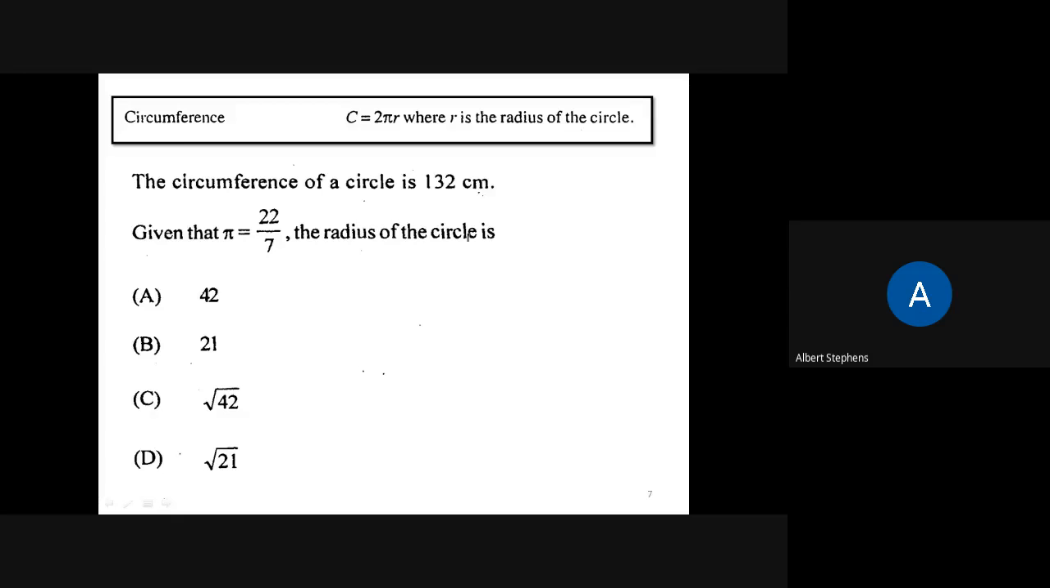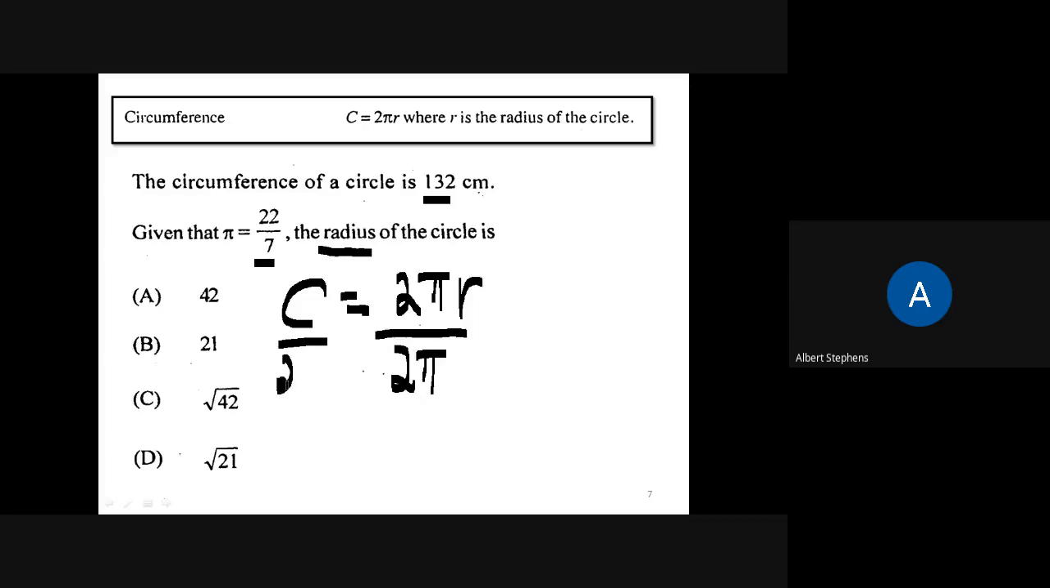Oh, so this question is very similar to the first one. They give you the circumference and they tell you what pi is. We need to find the radius. So we use the formula again up here. C is equal to 2 pi r. So if I want r, what do I do, class? I divide everything by 2 pi. So therefore r is equal to C divided by 2 pi.